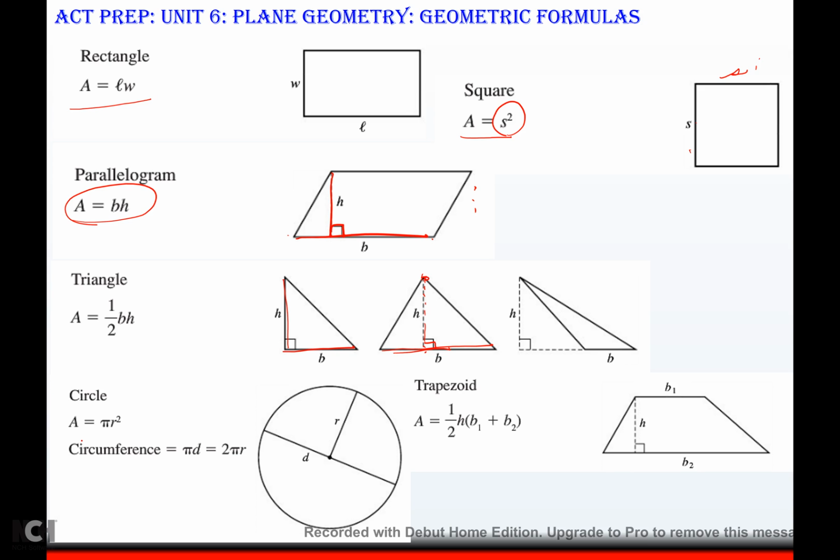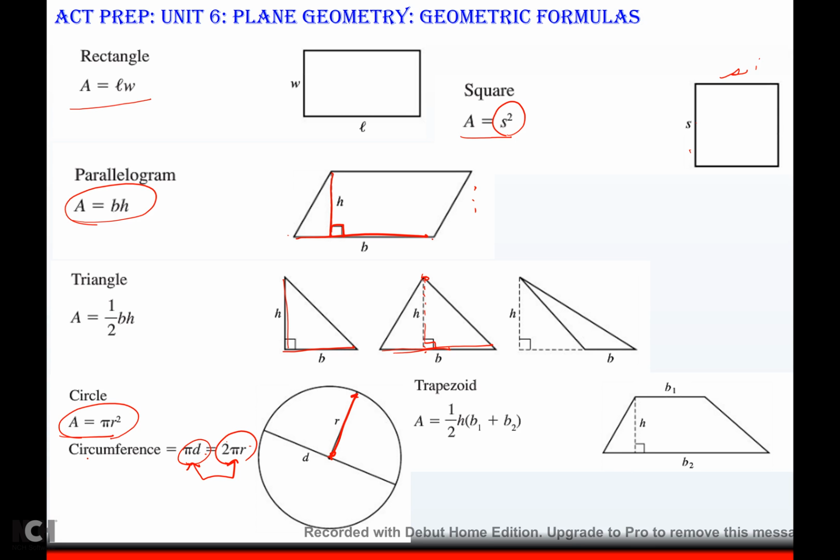Your circle area is pi r squared, and we use 3.14 for pi. You find the radius and you square it, and there's your area. Your circumference is pi times diameter, also known as 2 pi r, because two radii make a diameter. So these are both pretty commonly used for circumference of a circle.